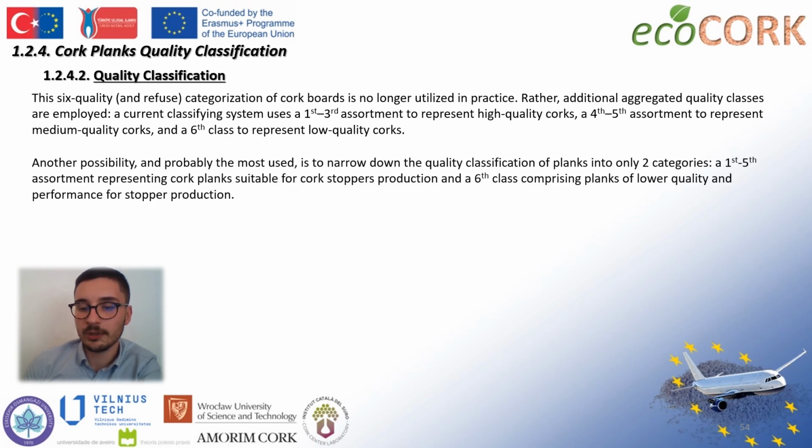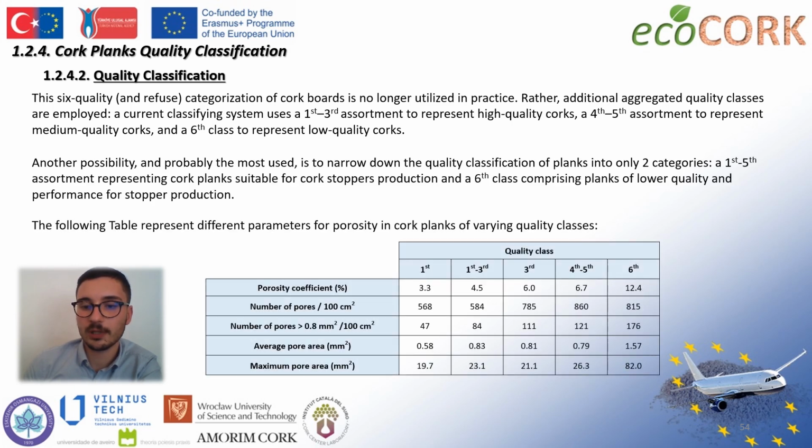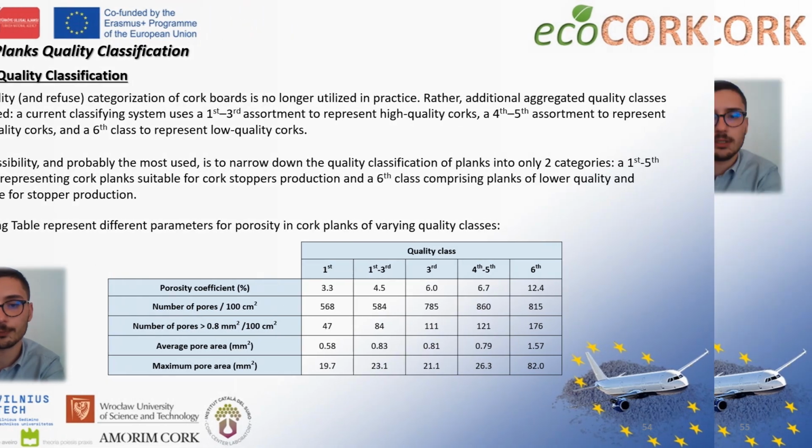Another option, which is probably the most common, is to divide the quality of planks into only two groups: a first to fifth group of cork planks that can be used to make cork stoppers, and a sixth group of lower quality planks that can also be used to make stoppers.